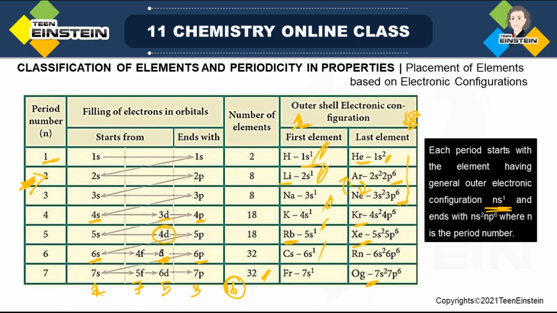Fine. So today we have seen how we are analyzing the electronic configuration when you are moving along the period. In the next class, we will see how it will change when you are moving down. Okay. So we are at the end of the session.